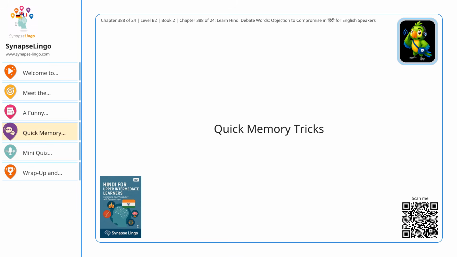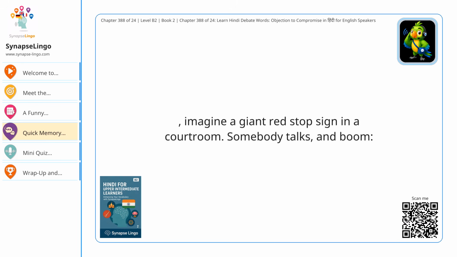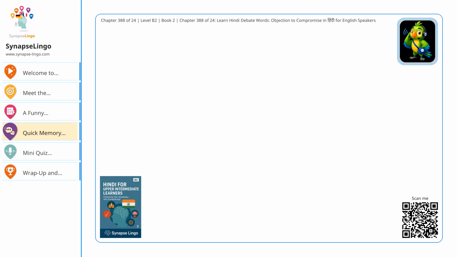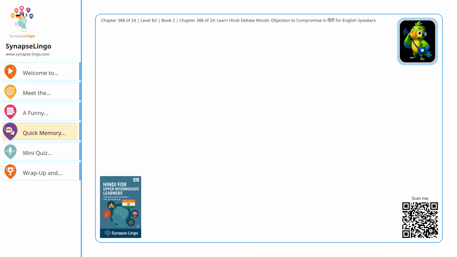Quick memory tricks. Let's make these words easier to remember. Your brain likes stories, images, and slightly ridiculous scenes, so we will give it exactly that. Number 1, आपत्ति. Imagine a giant red stop sign in a courtroom. Somebody talks, and boom, आपत्ति. Number 2, प्रभाव. Picture ripples in water spreading outward. That is influence spreading. प्रभाव.